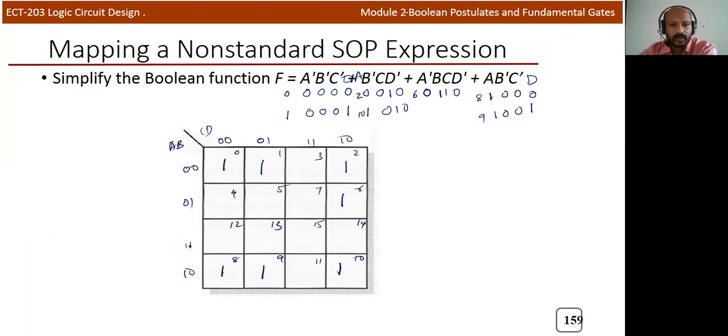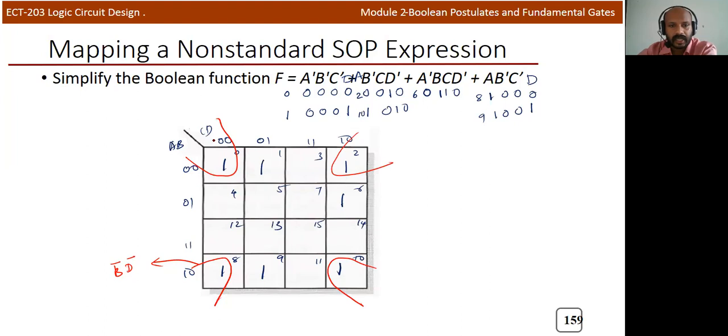Now we need to group. So if you look at the corners, there is one, there is another one, and here also one, here also. So you can consider this one group. For this particular group, you can see first and last row, the common term is B bar. So you can write B bar, and first and last column, it's D bar. So you can write B bar D bar as a common term.